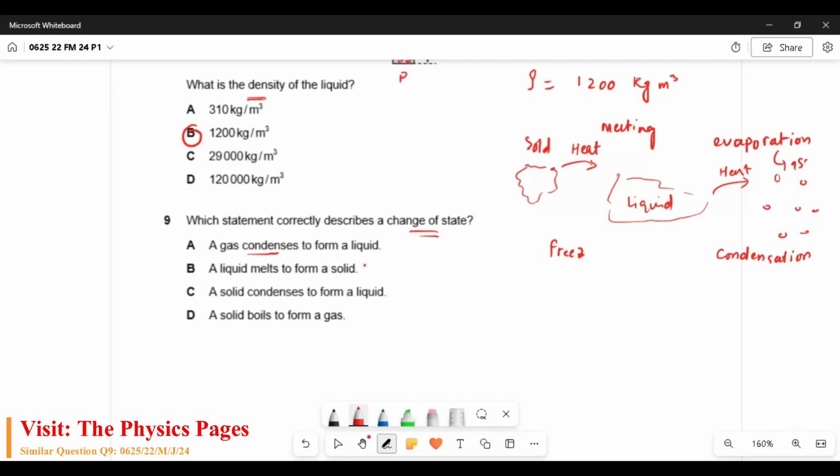Now, a gas condenses to form a liquid. Yes, gas condenses to form a liquid, it's true. A liquid melts. No, a solid melts. So this is a wrong statement. A solid cannot condense. Gas condenses. A solid boils to form a gas. No, liquid boils to form a gas. So option A is the correct option.